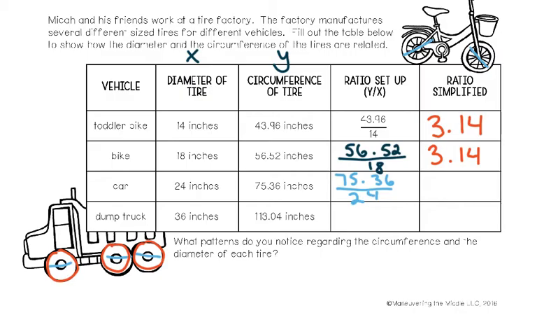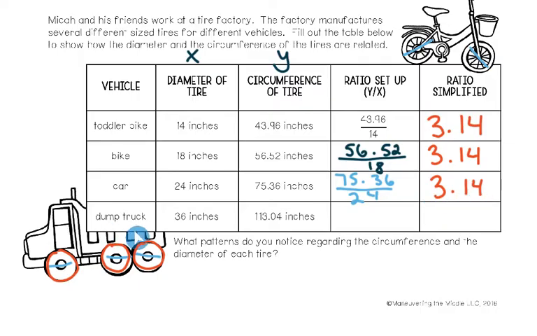All right, so the ratio you should have set up, if we're doing a y divided by x, our dependent divided by our independent, or in this case, our circumference divided by diameter, you should have 75.36 over 24. And then go ahead and simplify that. When you do, you get 3.14. This is some math magic here, people.